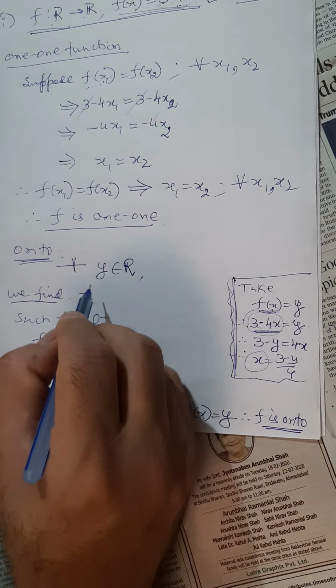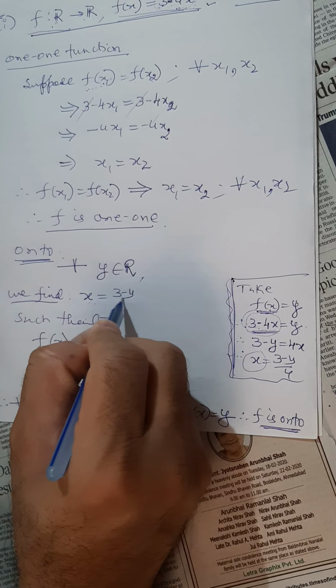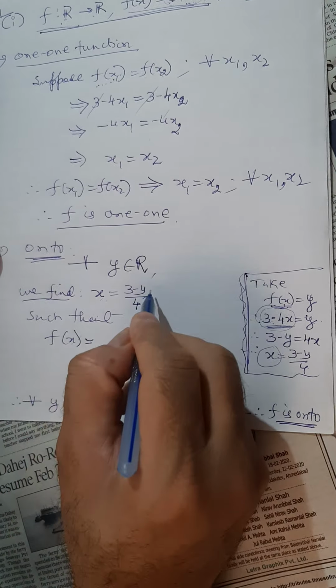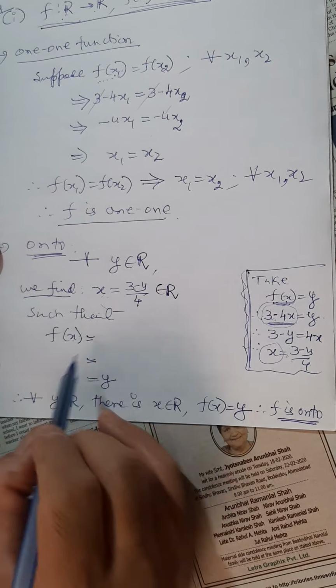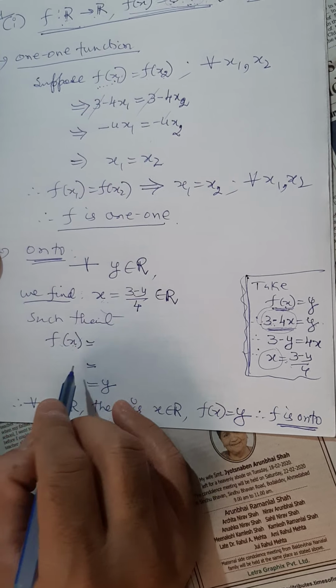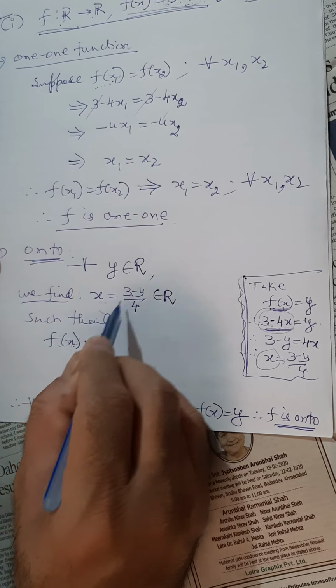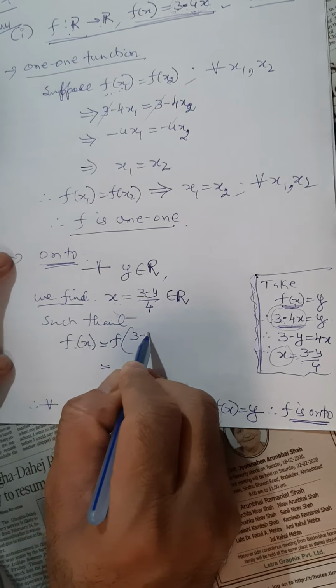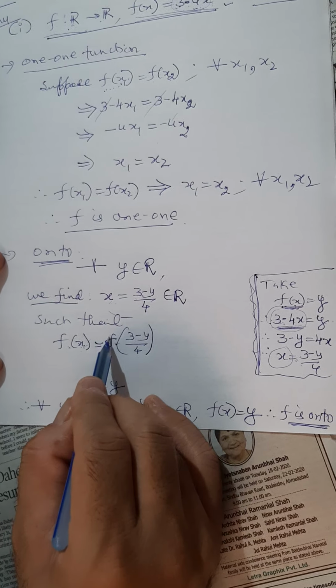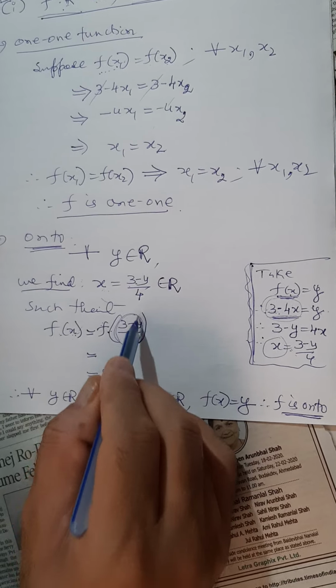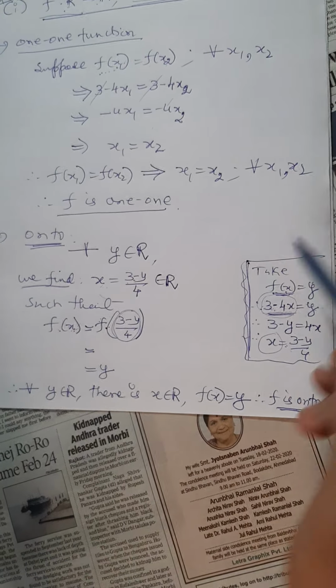So what is my x now? (3 minus y) by 4. This is also a real number, remember. How I got this, that I have explained. Such that, now come to this. f of, put the value of x, that is (3 minus y) by 4. Now write the formula for the function. What's the formula for the function? The formula for the function is this, 3 minus 4x.